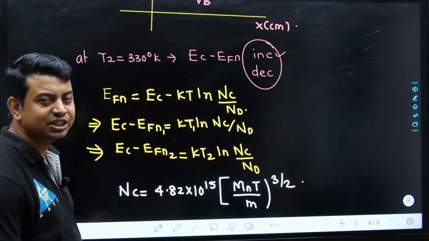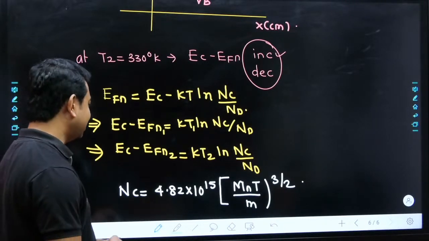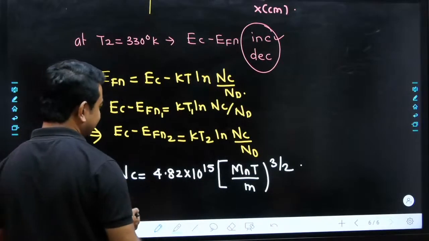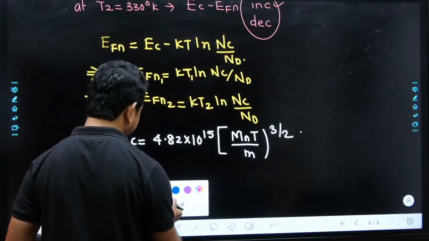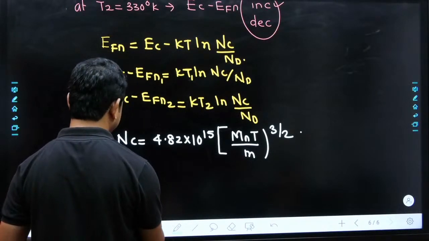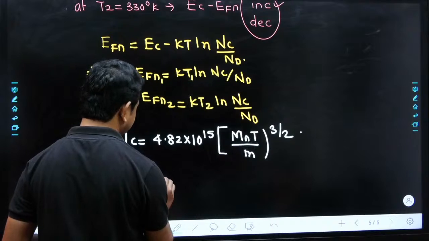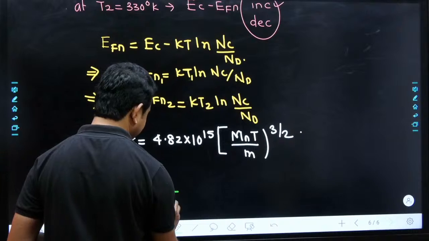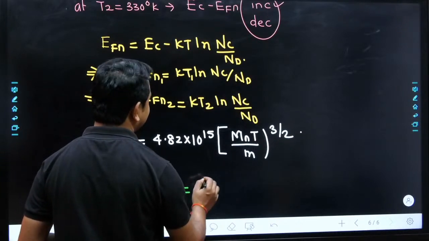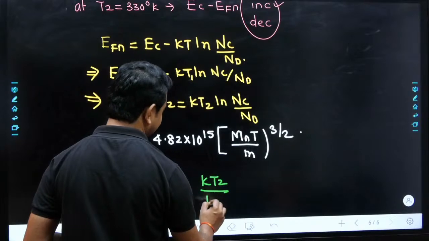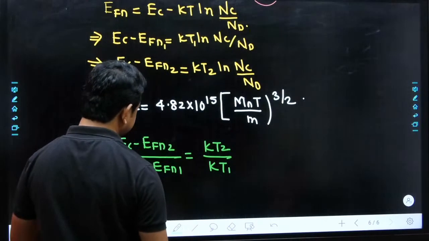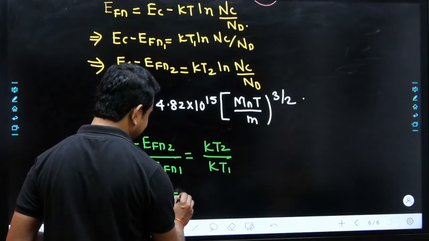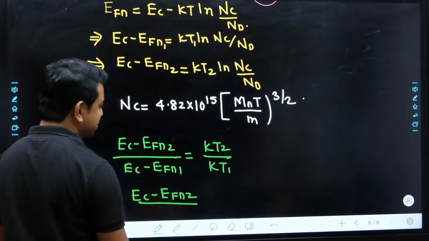So it is given that Nc is not varying with temperature, then we can take the ratio of these two and find out the position. How to take the ratio? Finally we can find the location of the Fermi energy level in an N-type semiconductor, position 2, divided by the location in position 1, and this is KT2 divided by KT1. So this will be written in this way: EC minus EFN2 divided by, what is the difference between these two?